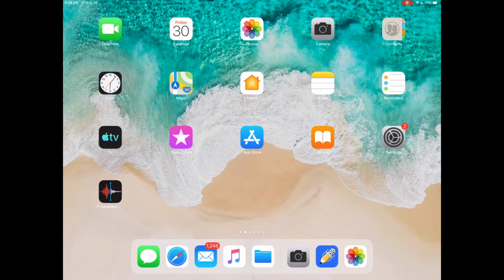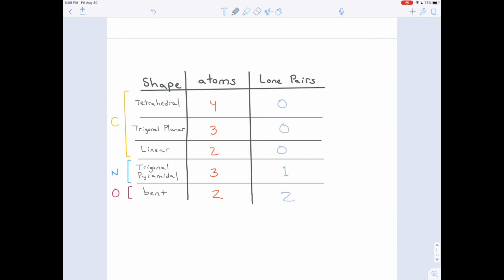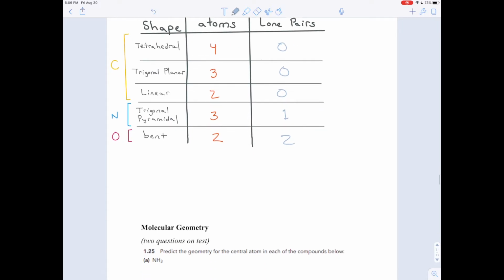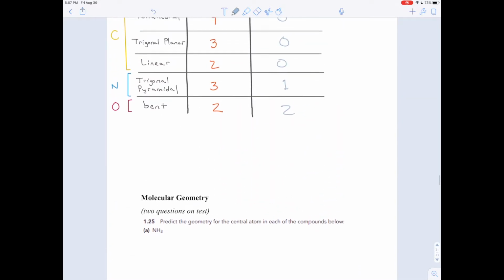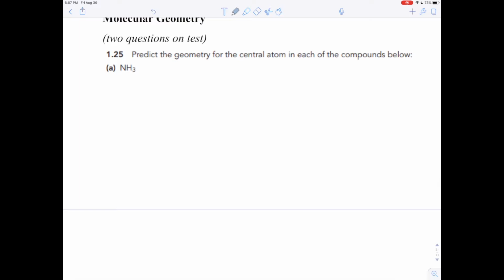So that's bent. So those are your shapes, and you can predict those shapes based on the combination of atoms and lone pairs around a central atom. And based on these shapes, those molecules will either be able to fit or not be able to fit into a receptor site. Or maybe they will be able to react with each other or not. So, in order to predict the shapes, we want to see how many atoms and how many lone pairs are around our central atom.